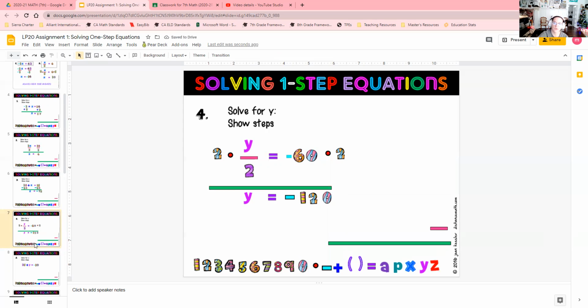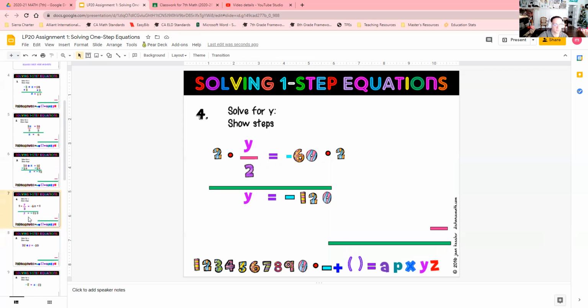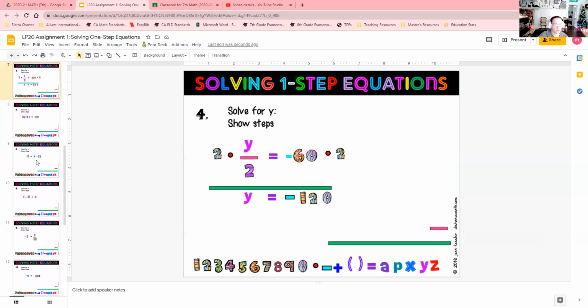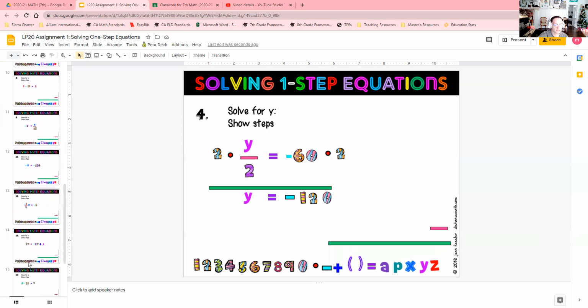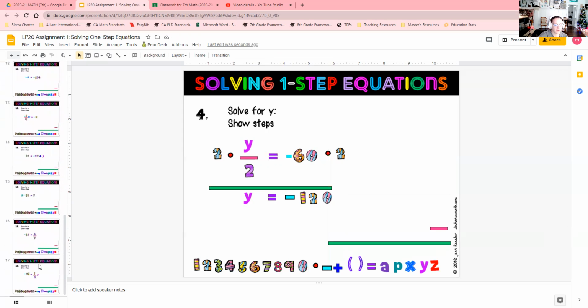Okay, so we have done 4 of these problems together. You have had one example of each type of problem. There are still 10 problems for you to do on your own as extra practice. Once you've gotten them all completed, get them turned in on Google Classroom.